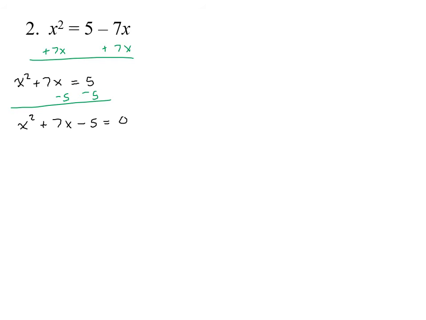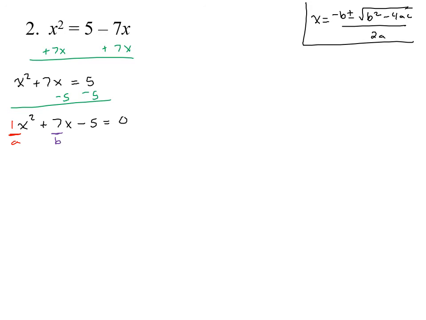And so at this point, I'm going to do the quadratic formula. I'll write that down up here again. Opposite of b plus or minus the square root of b squared minus 4ac all over 2a. My a value here is the number from the x squared. That's an understood 1. My b value is the 7. My c value is the negative 5.